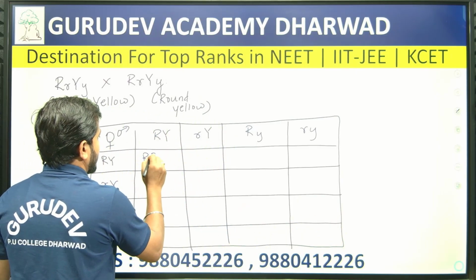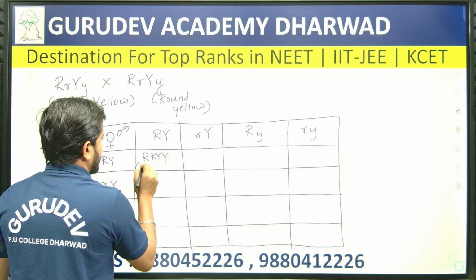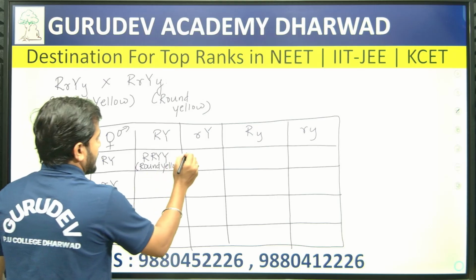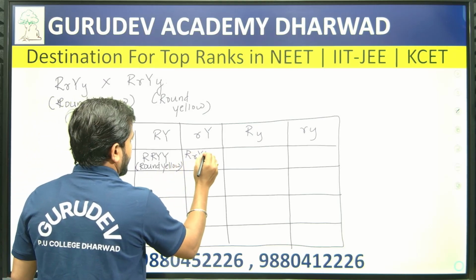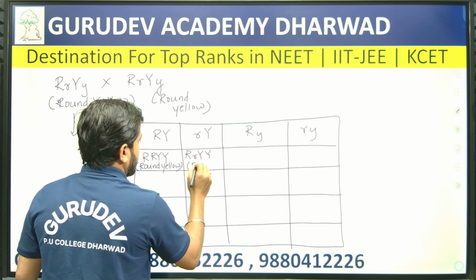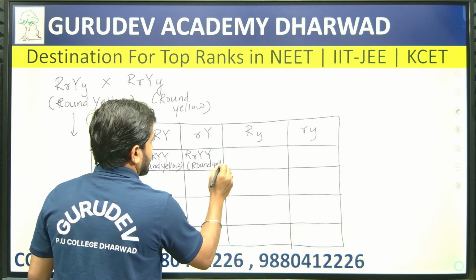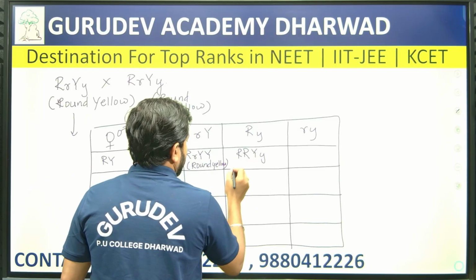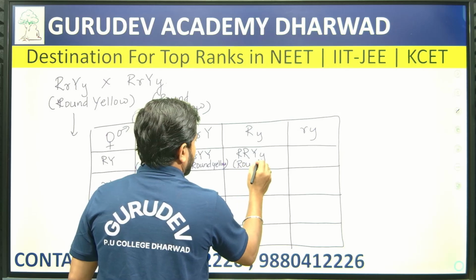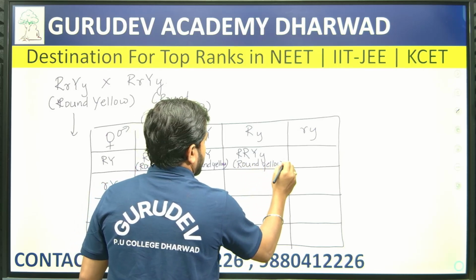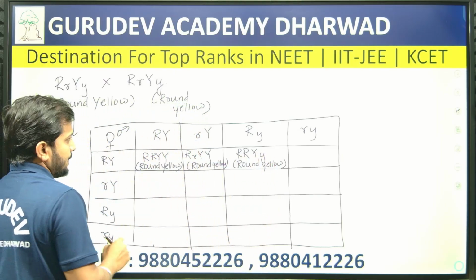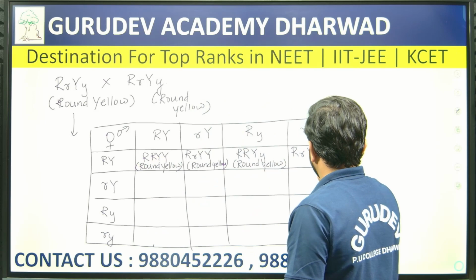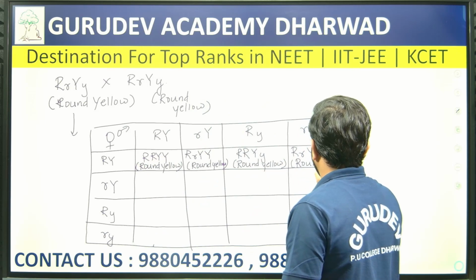So I have got capital R, capital R, capital Y, which is nothing but round yellow. Then capital R, capital Y. This is also going to be round yellow. Then capital R, capital Y, small y. This is also going to be round yellow, because capital Y is dominant over small y. Then capital R, capital Y, small y. This is also round yellow.